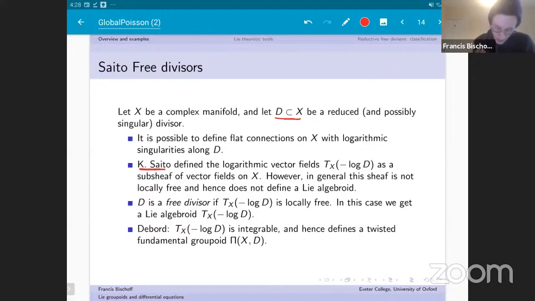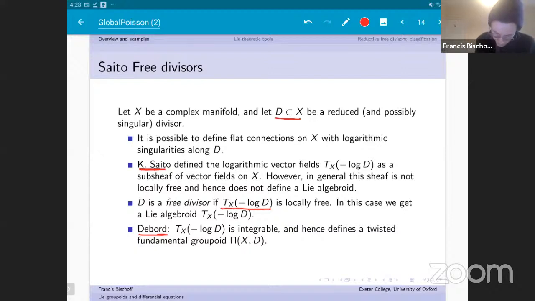But what Saito did is he identified a special class of divisors, which are called the free divisors. And these are defined by the property that the logarithmic tangent bundle is locally free. So it does define a vector bundle. And so in this case, we do get a Lie algebroid. And then by a theorem of Crainic and Fernandes, this Lie algebroid is integrable, and so it defines a twisted fundamental groupoid, which we can use to study these flat connections.